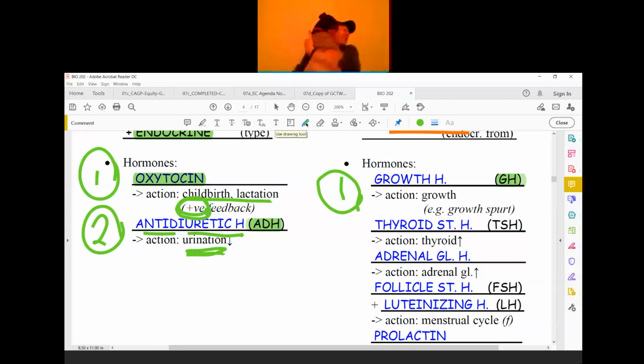So that's another time when we see a surge in growth hormone levels. The second hormone that I want to talk about from the anterior pituitary is thyroid stimulating hormone, often abbreviated as TSH. And again, it does exactly what you would expect it to do. It makes the thyroid gland work more actively. So it promotes the action of the thyroid gland.